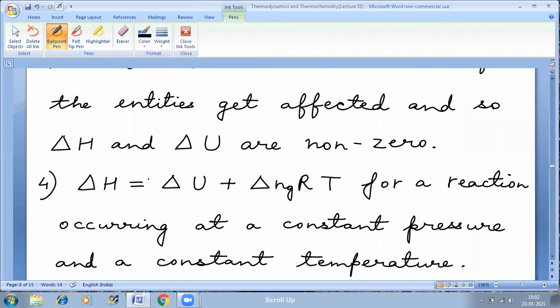So we use this equation. We have learned this earlier when we were doing calorimetry. Delta H is equal to delta U plus delta Ng RT, for a reaction occurring at a constant pressure and a constant temperature. Delta Ng is taken only for gases. We don't take into account solids and liquids for calculating delta Ng.